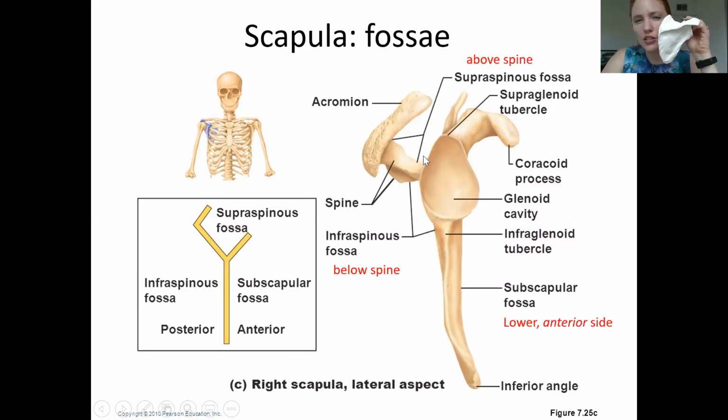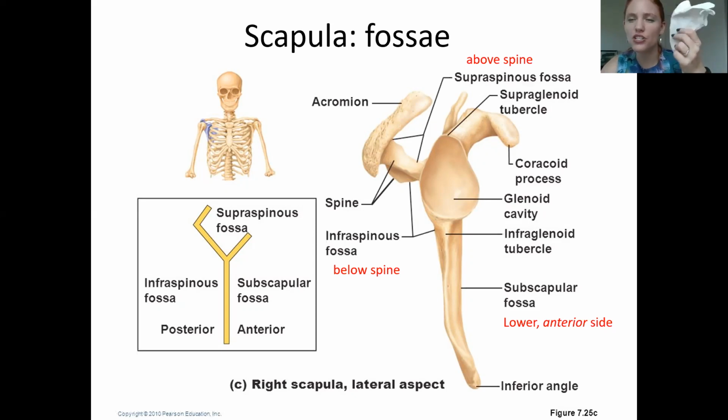Looking at the posterior side, you'll notice that there is one fossa that is above the spine. That is going to be the supraspinatus fossa. Supra means above, as in superior. Okay, so the supraspinatus fossa is the depression above the spine. Okay, so it tells you exactly what it does.